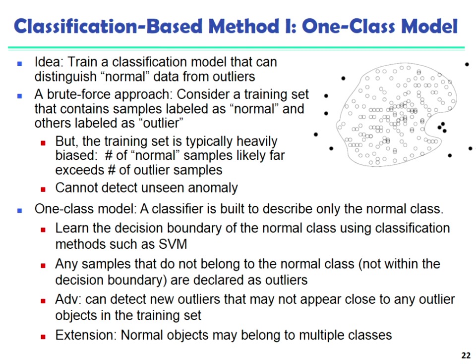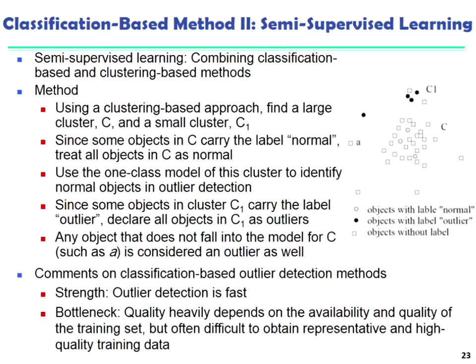The advantage is that it can detect new outliers that may not appear close to any outlier objects in the training set. Extension: normal objects may belong to multiple classes. Is it clear, the classification-based method with one-class model? Any questions about this slide?